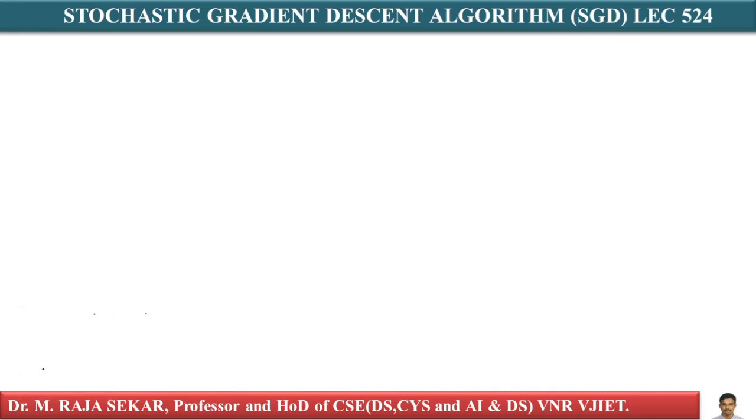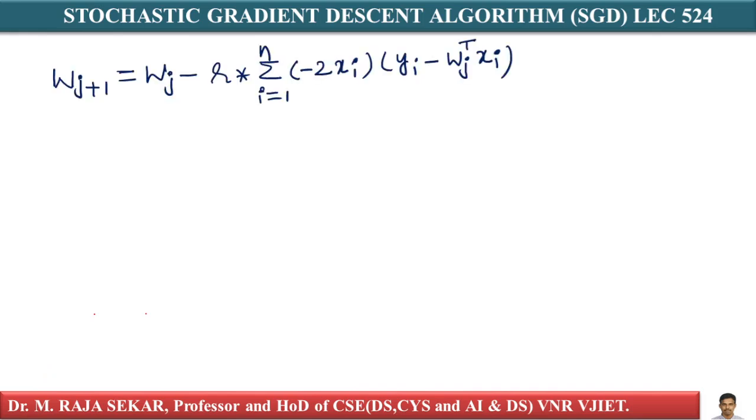In this lecture, we will try to understand the SGD algorithm, that is the stochastic gradient descent algorithm. We have seen in the previous lecture that in linear regression, the gradient descent update function looks like this: w_(j+1) = w_j - r * sigma i=1 to n of (-2 x_i (y_i - w_j^T x_i)). Since this summation has to go through all the points, when n is large, this takes a lot of time.